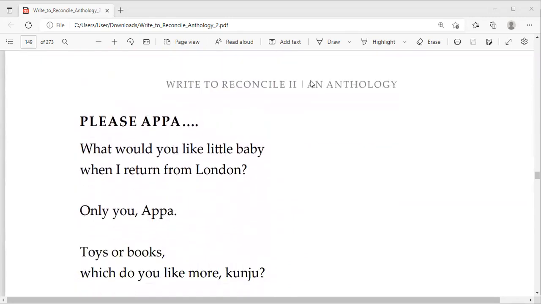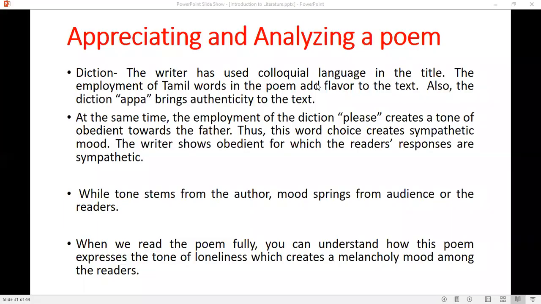You can see the poem. Also, you can read the poem. Now, we will see how those terms are employed in the particular poem. Appreciating and analyzing a poem.